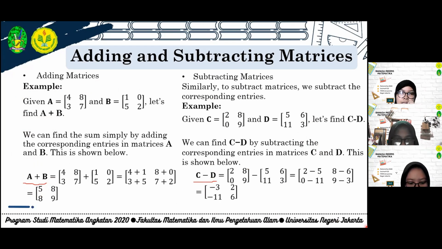Like this, element A 1,1 is added to element B 1,1. And this is the result of matrix A added to matrix B. Okay, let's see matrix C subtracted by matrix B. It is the same method, but we have a different sign symbol. And this is the result of matrix C subtracted by matrix B. Okay, next.